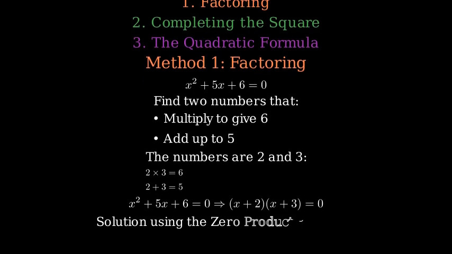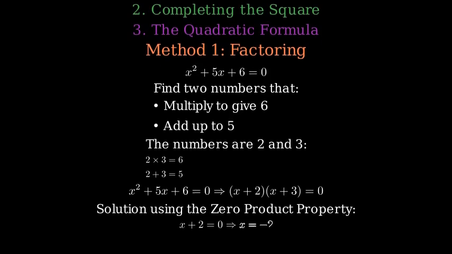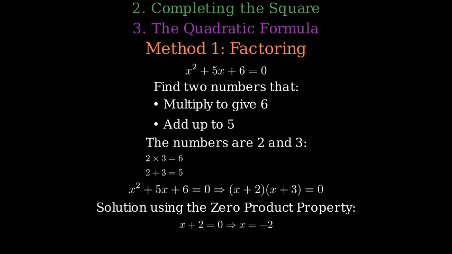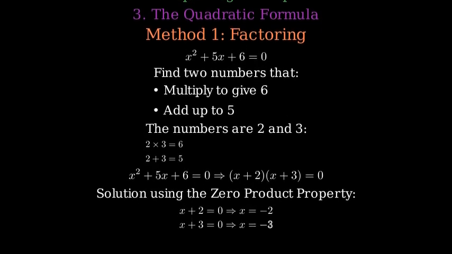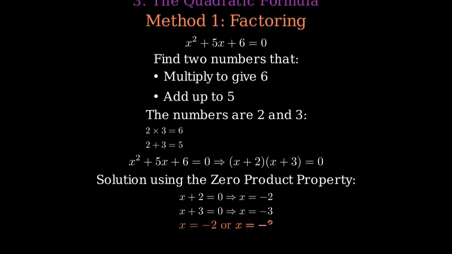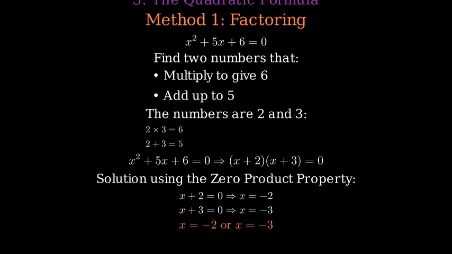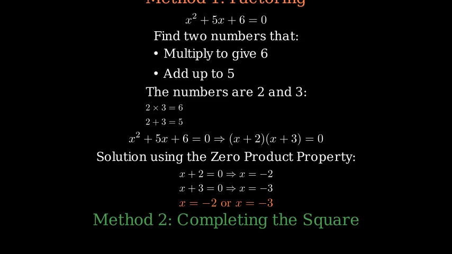Now we can set each factor equal to 0. x plus 2 equals 0, which gives us x equals negative 2. x plus 3 equals 0, which gives us x equals negative 3. So our solutions are x equals negative 2 and x equals negative 3. Next, let's look at the completing the square method.